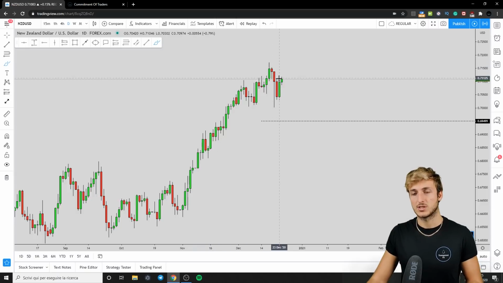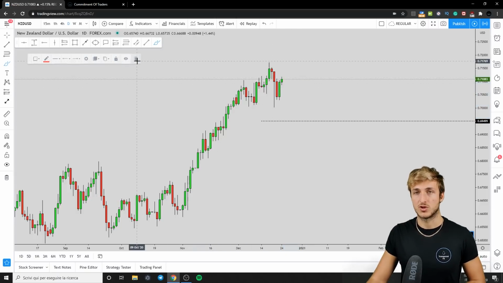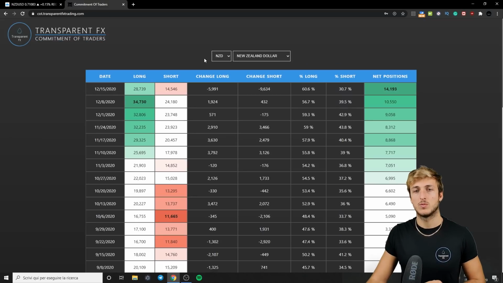Now, this will help us also understand why we want to see a retracement. In fact, if we go and see what we have from a COT perspective, so commitment of traders, so what hedge funds are doing in the market, if we check the data for NZD USD, then what we can see is that hedge funds have been adding massive long positions on this pair.